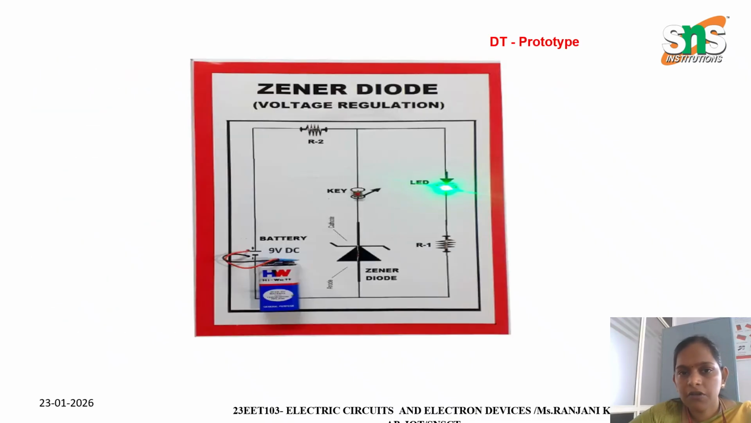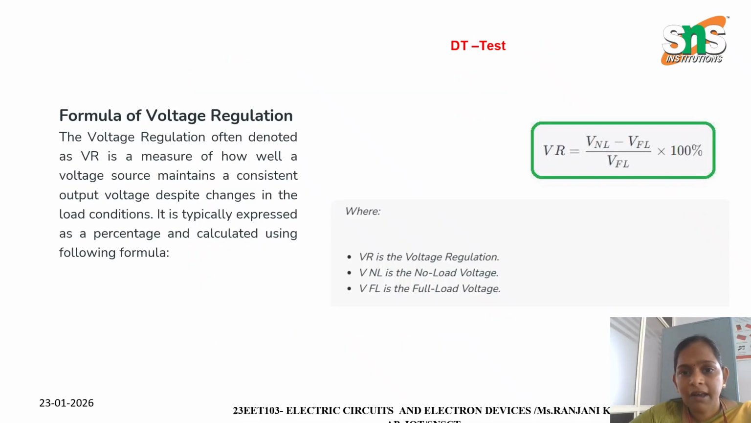And this is an example of voltage regulation. It's a Zener diode, showing how it acts as a voltage regulation prototype. The formula for voltage regulation is VR equals no-load voltage minus full-load voltage, with respect to full-load voltage, times 100%.